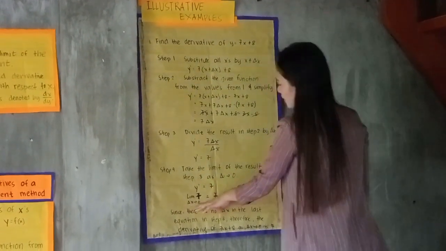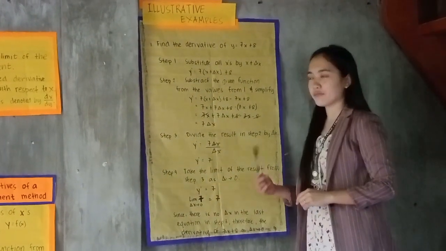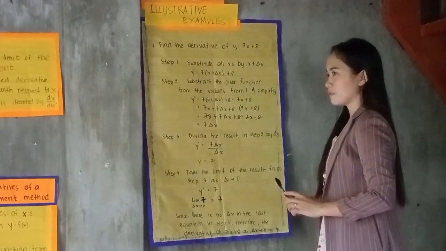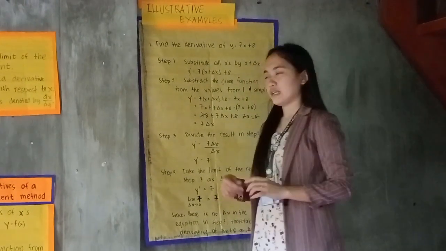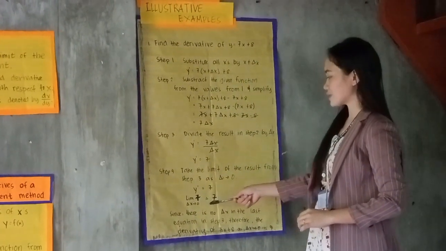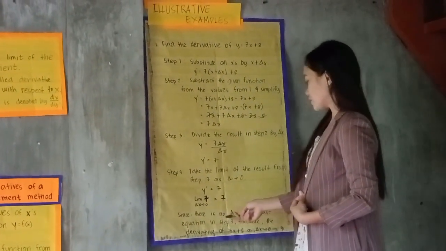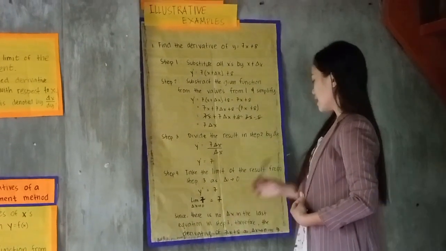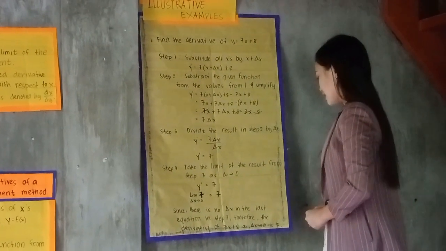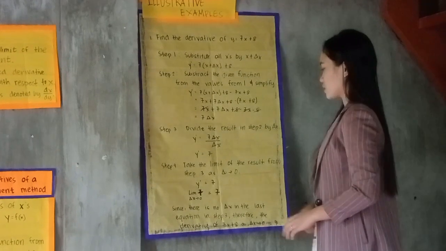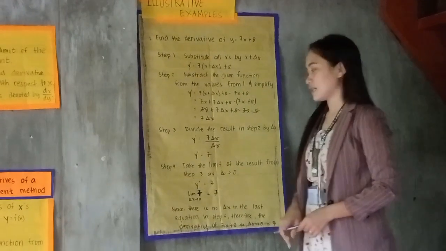Then here we apply the concept of limit. If we remember, if we take the limit of a constant, the answer is the constant. Since there is no delta x in the last equation in step 3, the limit of 7x plus 8 as delta x approaches 0 is 7. So we just copied the 7, since there is no delta x.